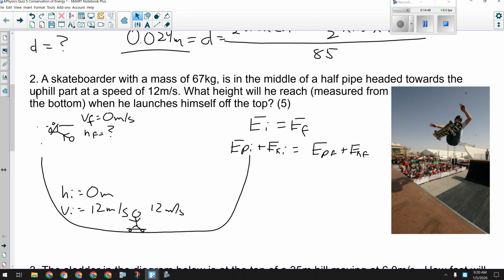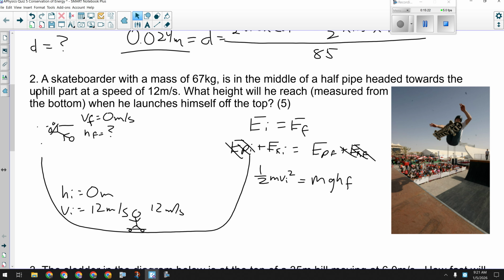Now, we've already identified that initially he doesn't have any potential because his height is 0. And at the end, he has no kinetic because his speed is 0. Which leaves us with his initial kinetic equals his final potential. Okay, so that means 1/2 m v initial squared equals m times g times his final height. Okay, this is the part where the math is much easier than some of the ones we did before Christmas.